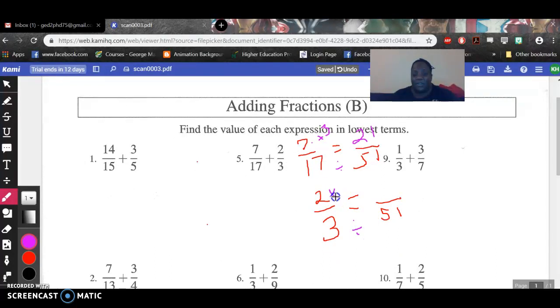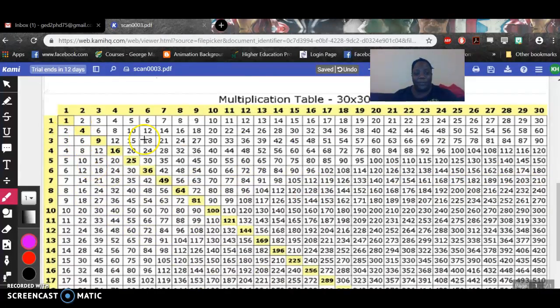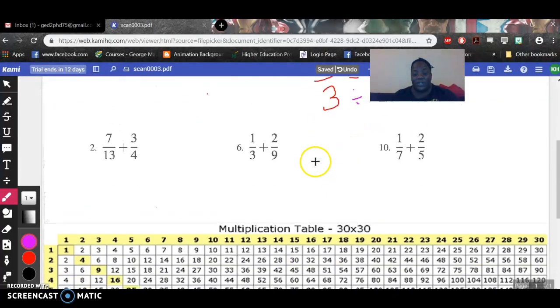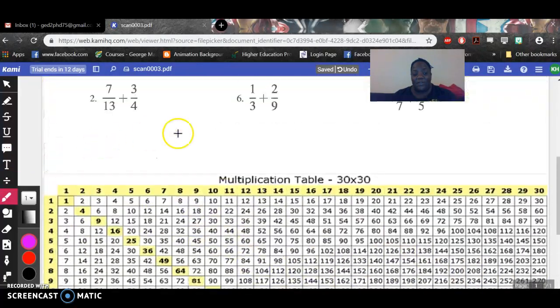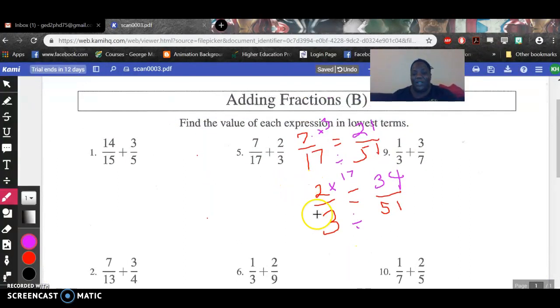Same process down here. Divide, multiply. 3 goes into 51 how many times? Don't remember? 3 goes into 51, 17 times. And do the 17 times 2. 17 times 2, 34. There. Now we have equivalent like fractions, okay? So equivalent means that this fraction does equal this fraction.